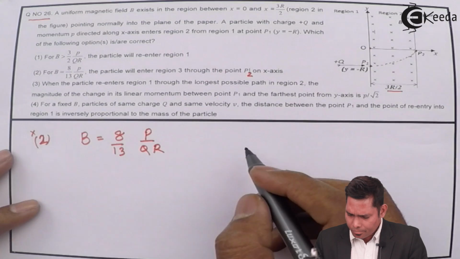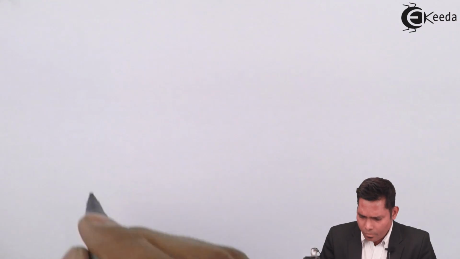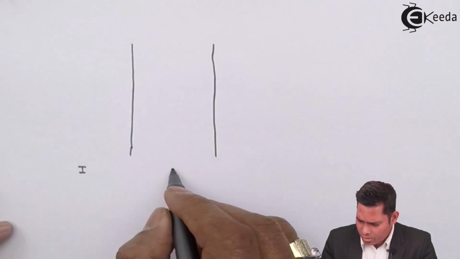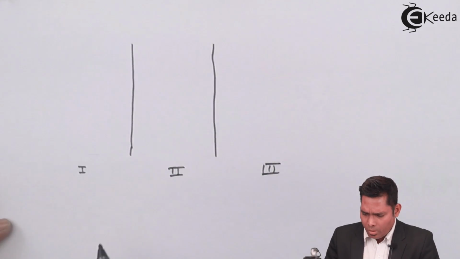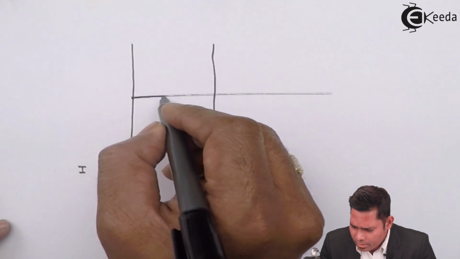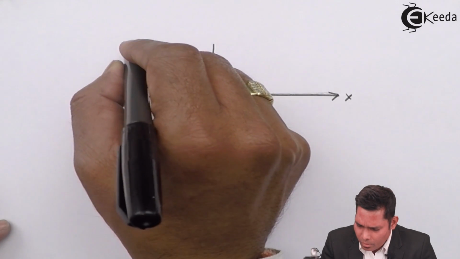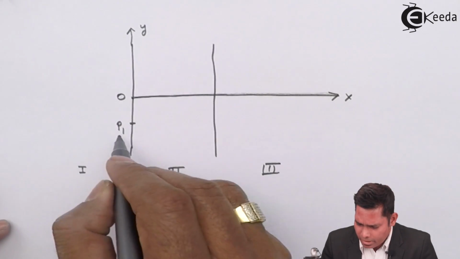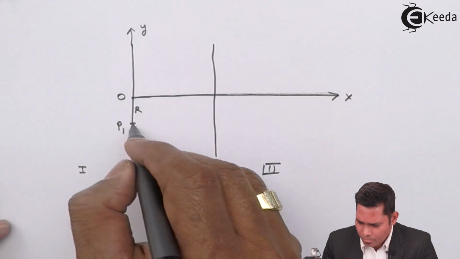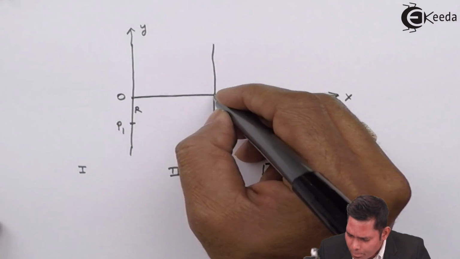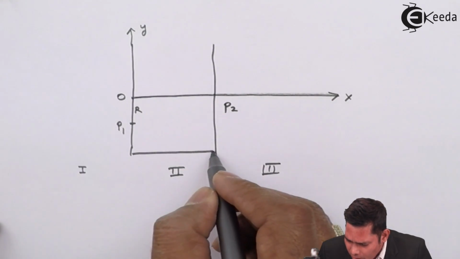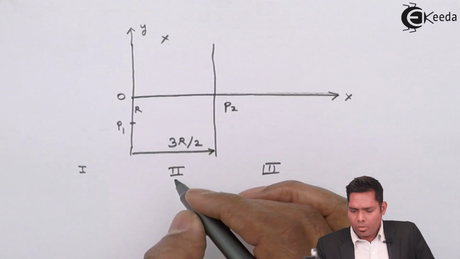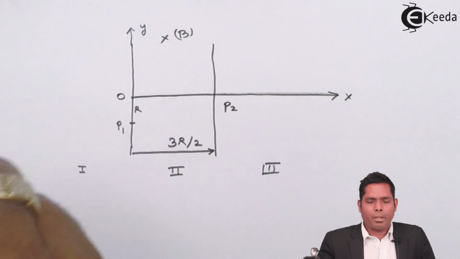let us draw the diagram. I will draw over here. This is region 1, this is region 2, and this is region number 3. This I suppose is the x-axis, this is your x-axis and this is your y-axis, and this is the origin, and this point is P1, whose coordinate is minus R, so this distance is R. Now this point is P2, and this distance from here to here is 3R divided by 2, given in the question, and the magnetic field is in region 2. This is magnetic field B, which is pointing into the plane of the paper.